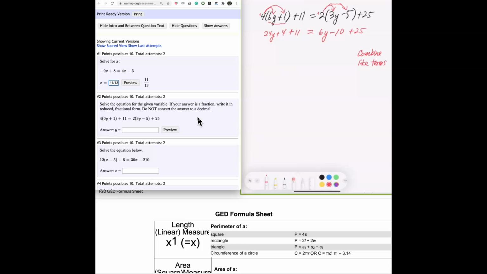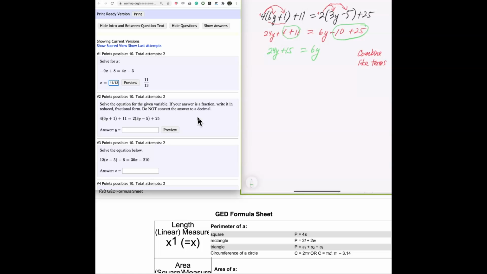So we're going to combine like terms now, which means in this case, we have some constants, just regular old numbers. We have positive 4, positive 11. That's going to give us positive 15. So 24y plus 15 is going to be equal to 6y. We have negative 10, positive 25.